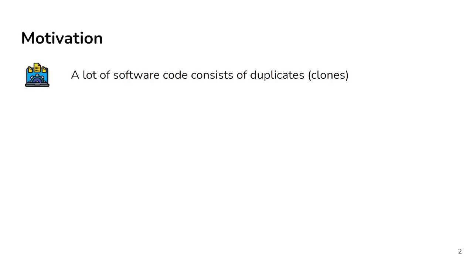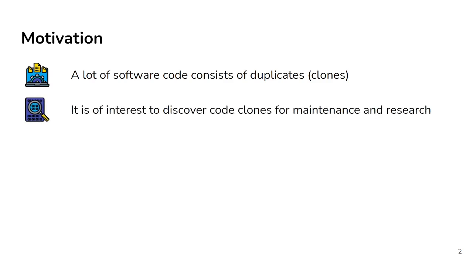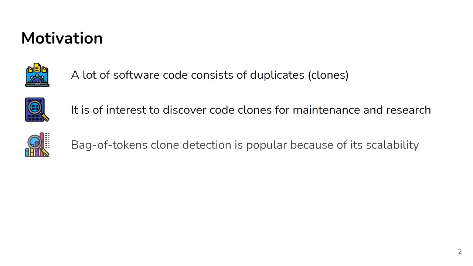Research has shown that a significant part of the modern software code consists of duplicates, called code clones. It is important to be able to detect them, because research also shows that knowing about code clones within a project can help with its maintenance, and detecting code clones in large corpora of projects can be used for large-scale studies of coding practices.